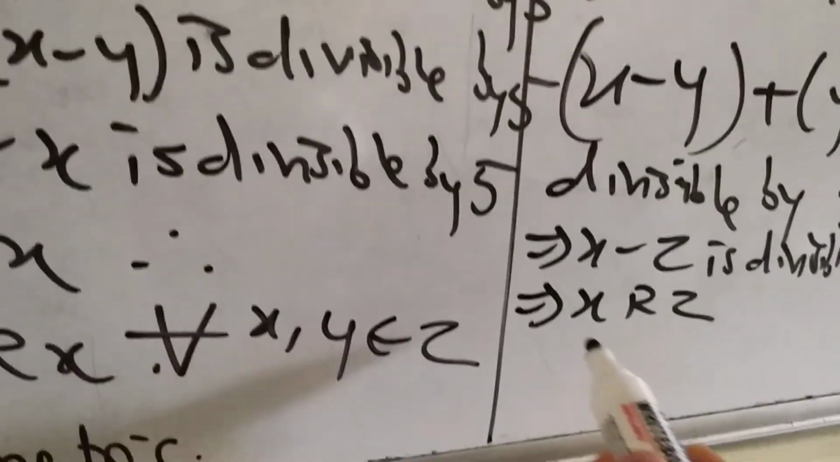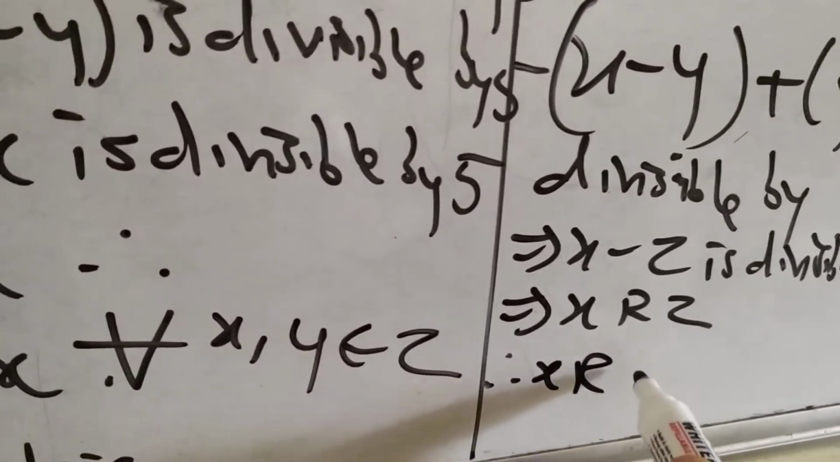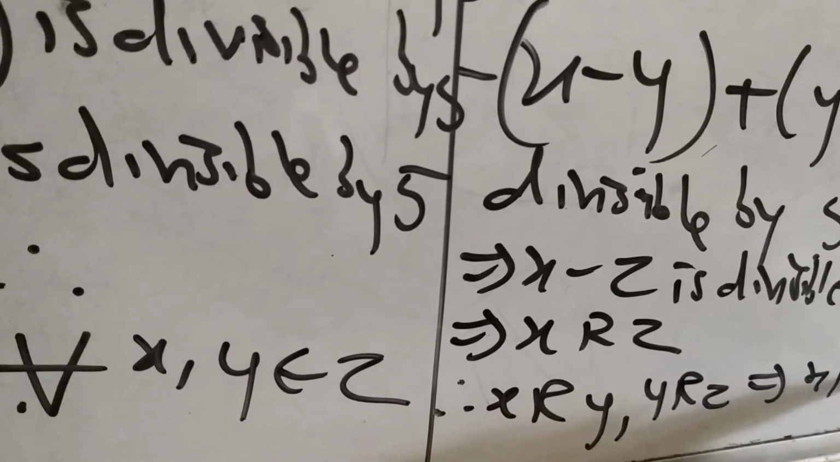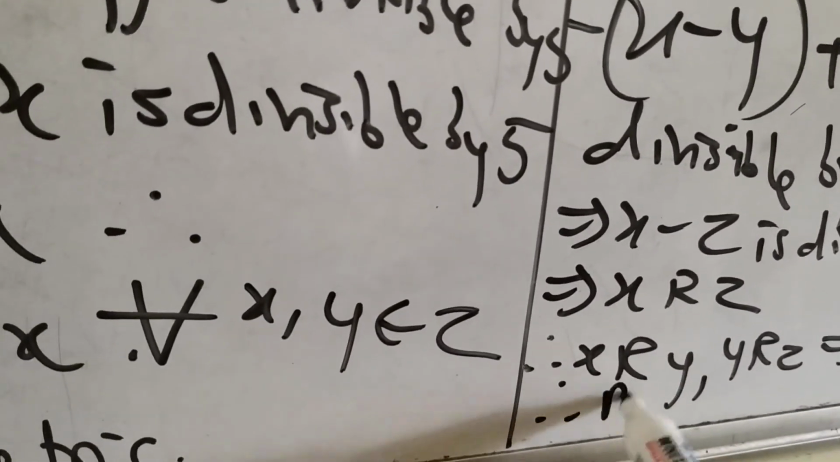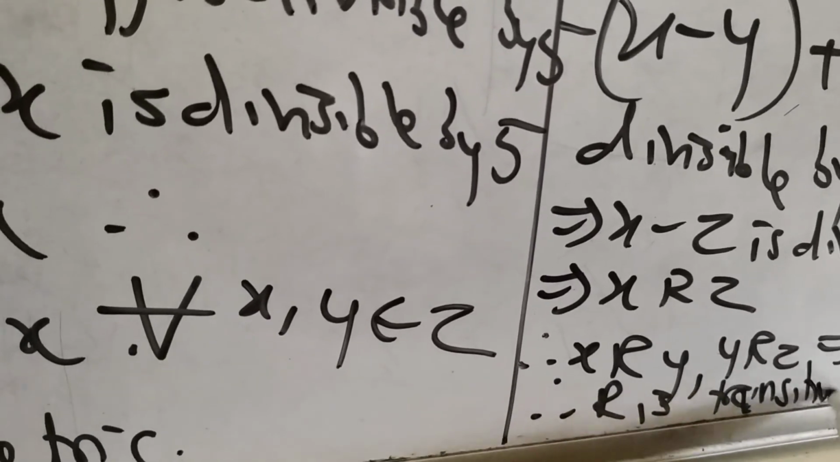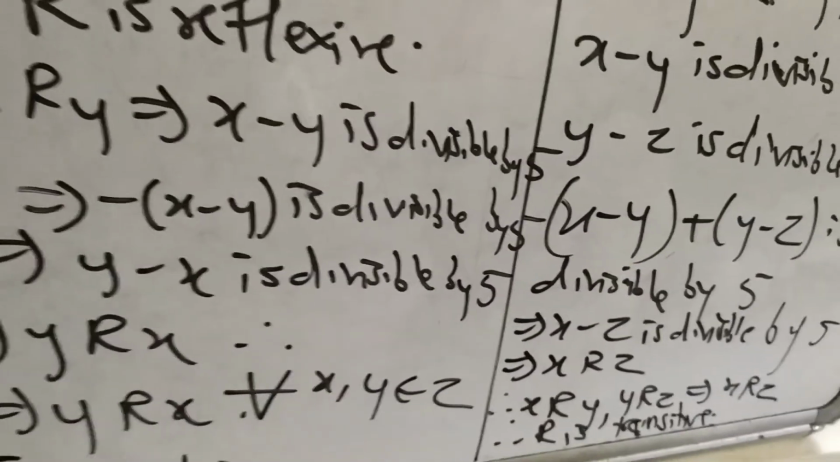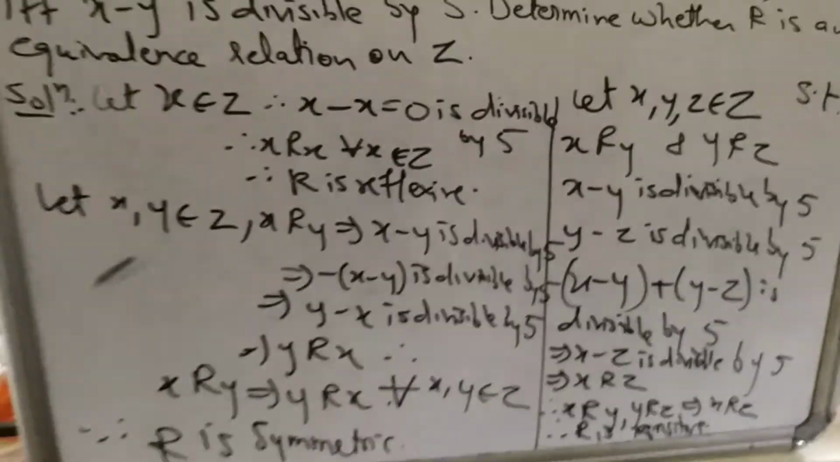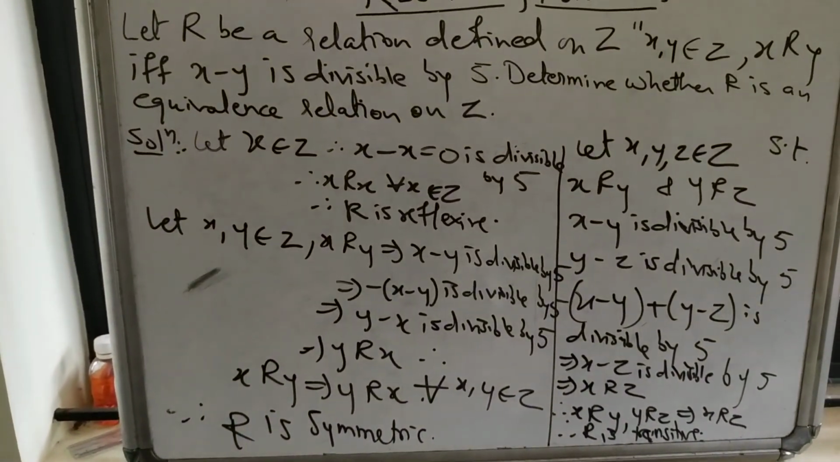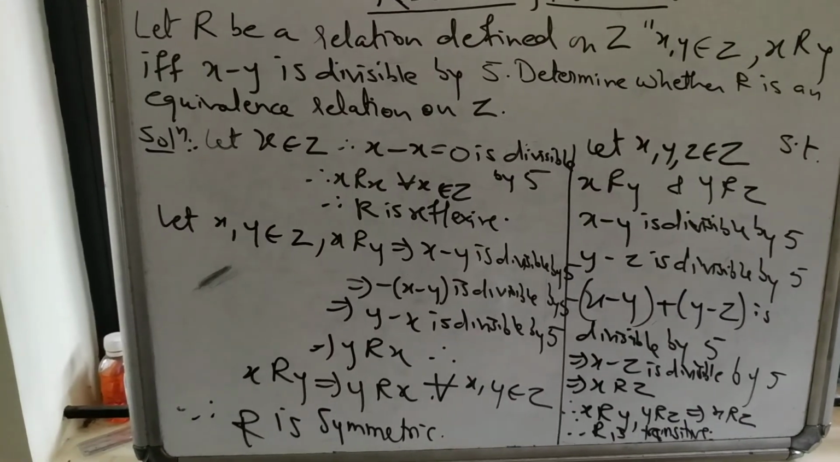So you write here the definition. Therefore x related to y, y related to z implies x related to z, and therefore R is transitive, and therefore R is an equivalence relation. This is how you have shown that R is an equivalence relation.